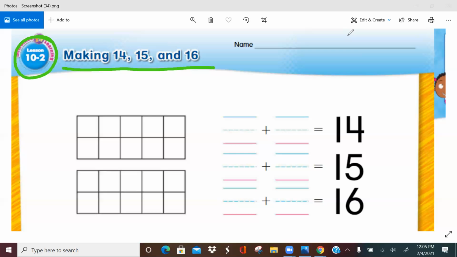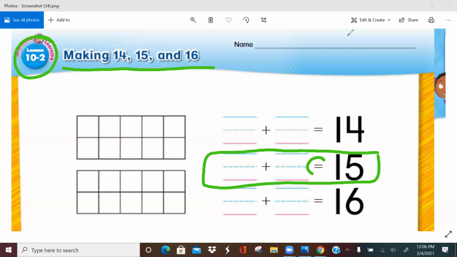There are 3 number sentences on this page. Which number sentence should we use to show what your 10 frames look like? Remember, we're playing Make 15. All right, so the sentence that we would be doing would be the middle sentence, because we want 15, and the sentence shows equals 15, right? So we want the total to be 15, not 14 or 16. We are playing Make 15. So what part of the total should we write in the first blank here?